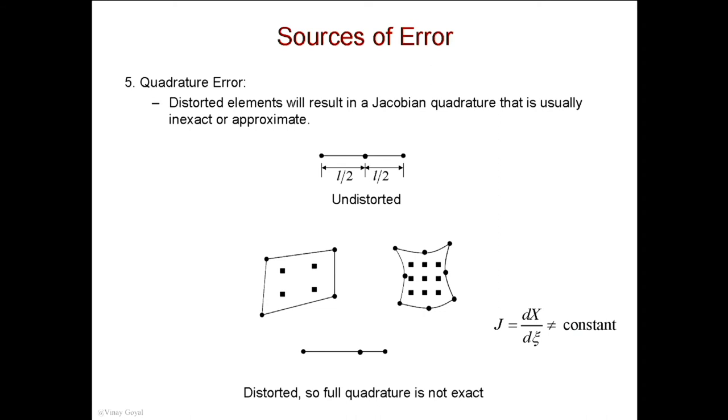Now if this is a perfect square, then the Jacobian will be a constant value and you'll be able to integrate that fairly well. I believe a rectangular element will also be okay.